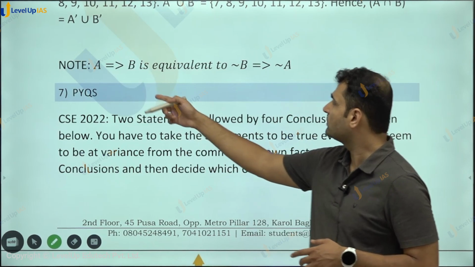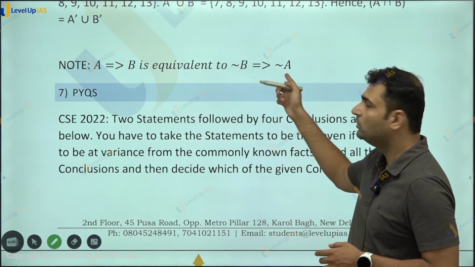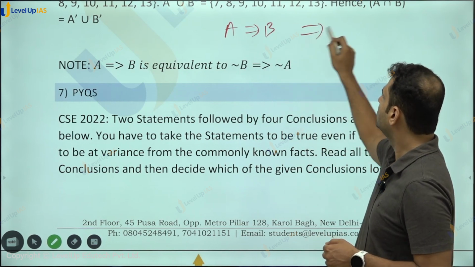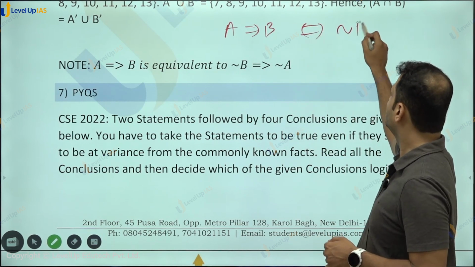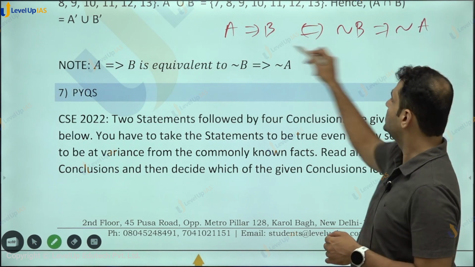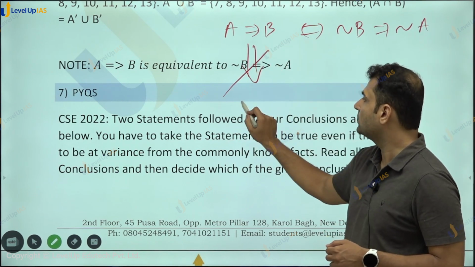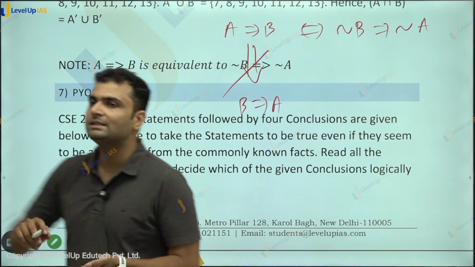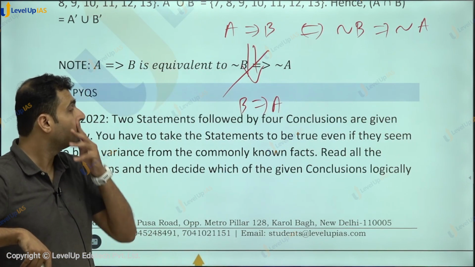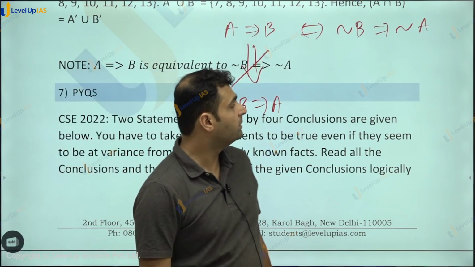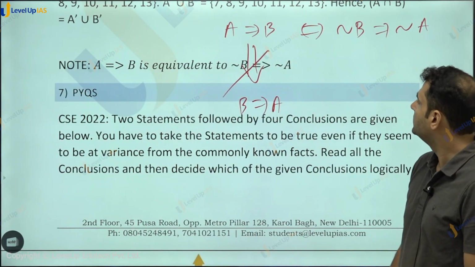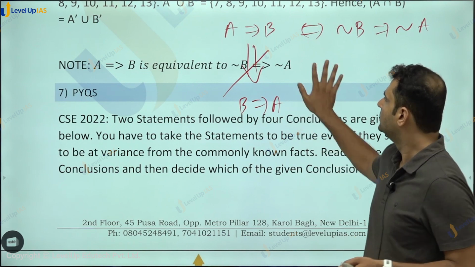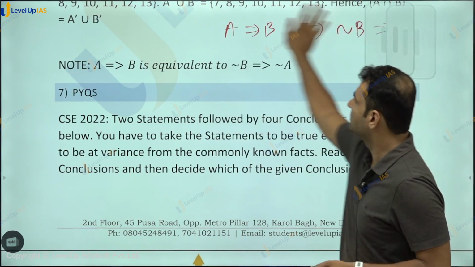So what are we saying? A implies B is equivalent to not B implies not A. Basically, it means from here we cannot conclude B implies A. That is what we mean. But we can definitely conclude not B implies not A. And this is something you can remember.